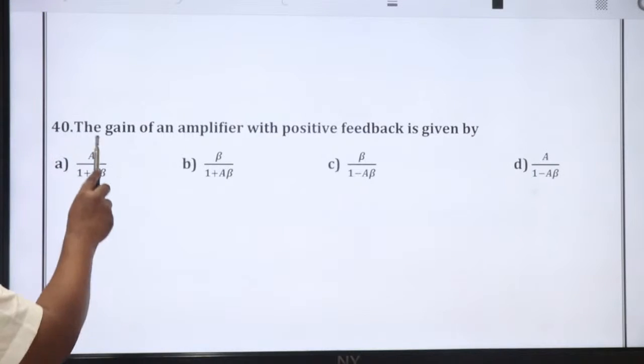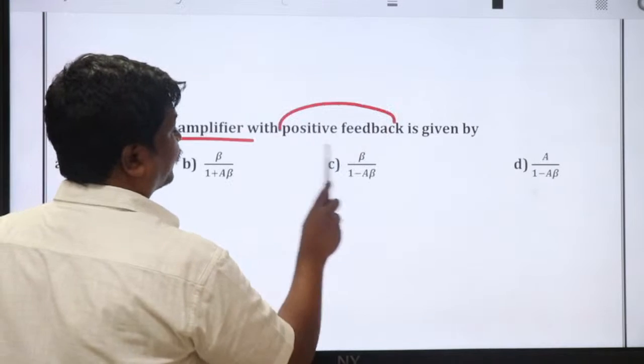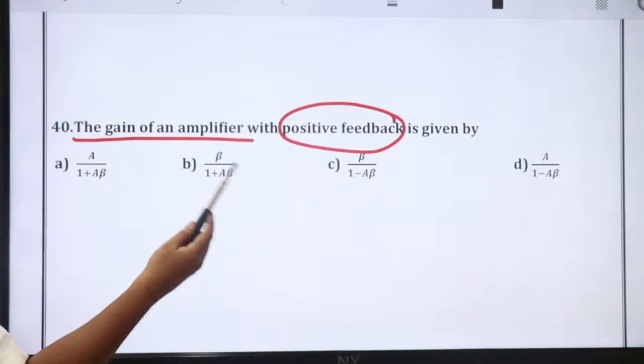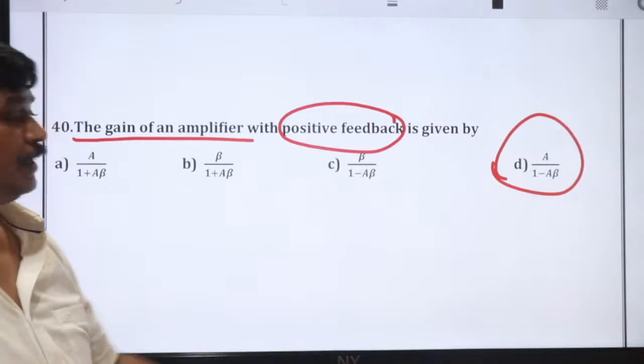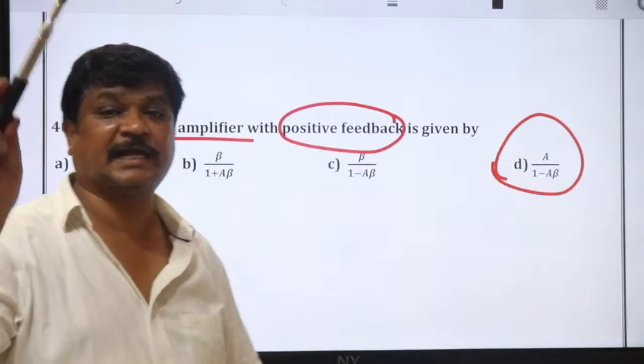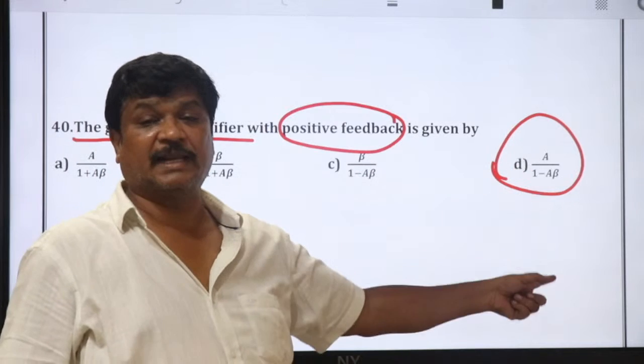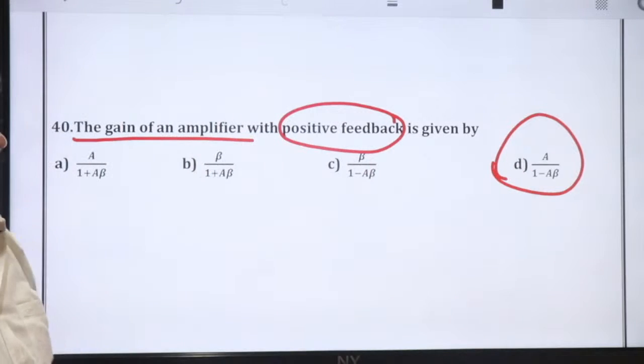Next, the gain of the amplifier with positive feedback: A by 1 minus A beta. A by 1 plus A beta is for negative feedback. A by 1 minus A beta is for positive feedback.